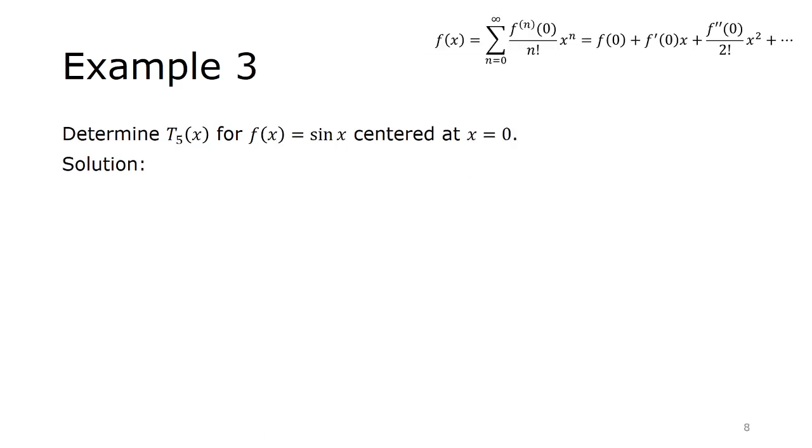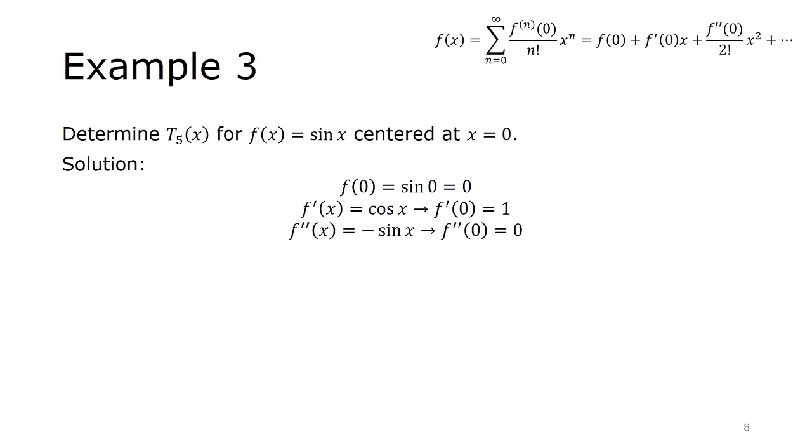This sounds worse, but it's not. Let's look at the fifth degree Taylor polynomial for f of x equals sine x, and we'll center it at 0. First, we can list out some derivatives. That's what I like to do, right? F of 0 is just sine of 0, which is 0. The first derivative of that function is cosine x, and evaluated at 0, that's a coefficient of 1.